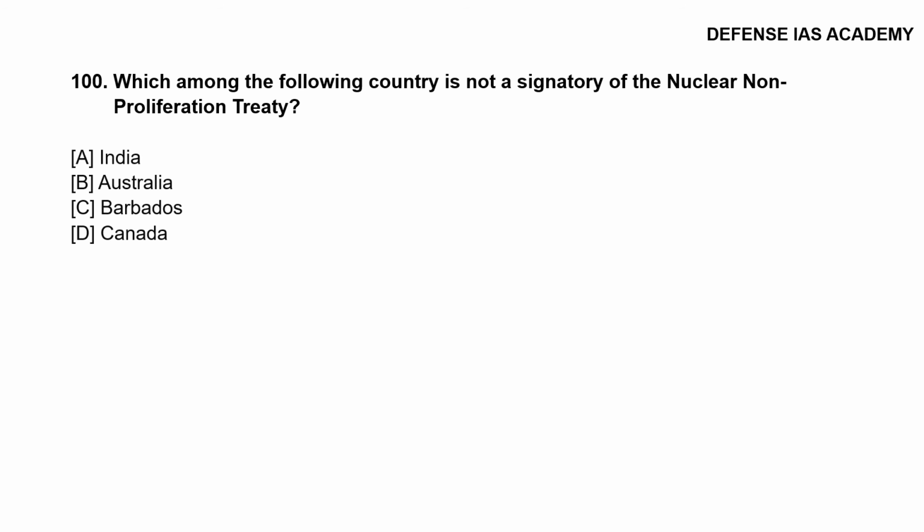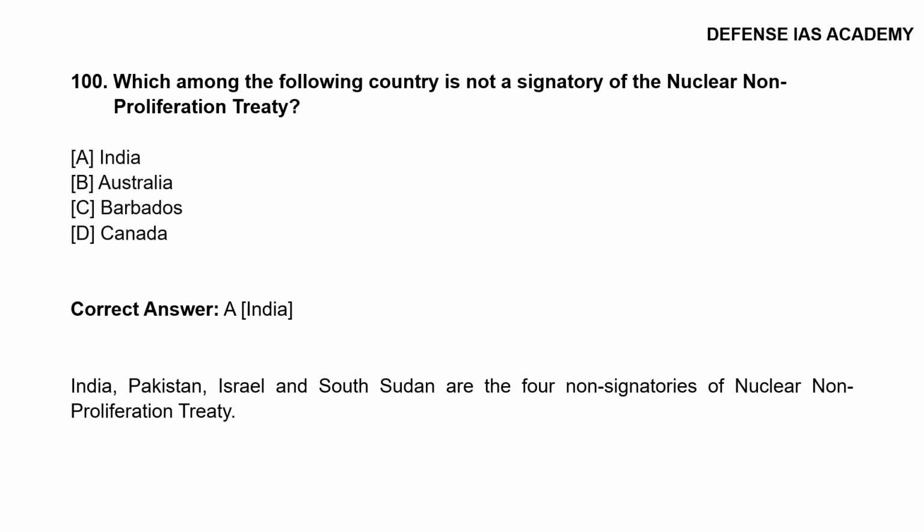Question number 100. Which among the following country is not a signatory of the Nuclear Non-Proliferation Treaty? The correct answer is option A, India. India, Pakistan, Israel and South Sudan are the 4 non-signatories of the Nuclear Non-Proliferation Treaty.